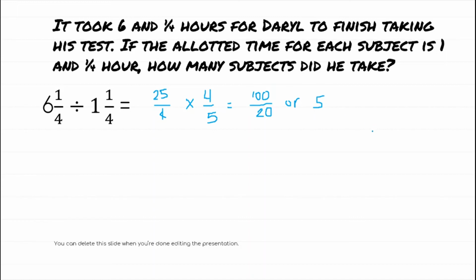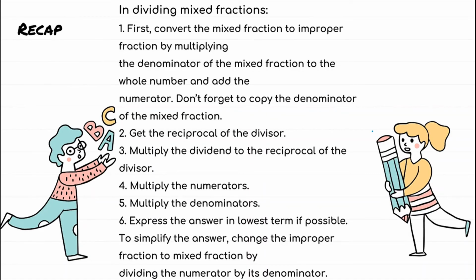Okay, so that's how we divide mixed numbers. Now let us recap. In dividing mixed fractions or mixed numbers, first convert the mixed fraction into an improper fraction by multiplying the denominator of the mixed fraction to the whole number and add the numerator. Don't forget to copy the denominator of the mixed fraction. Number 2, get the reciprocal of the divisor. Number 3, multiply the dividend to the reciprocal of the divisor. Multiply the numerators.